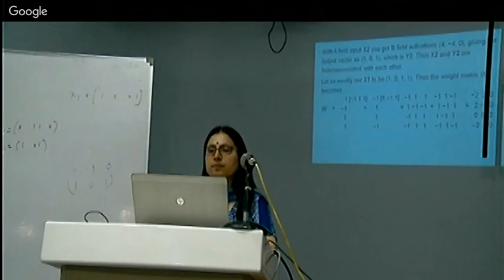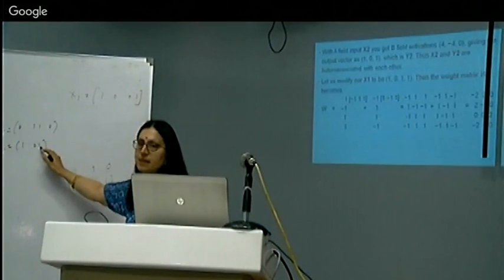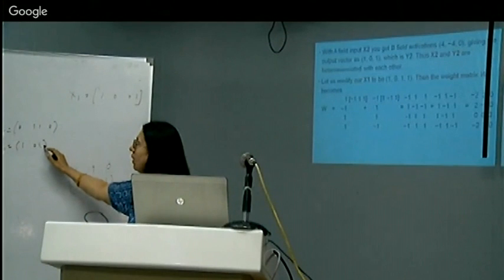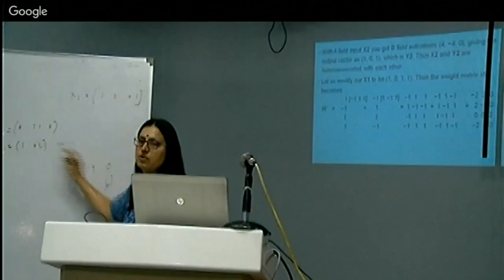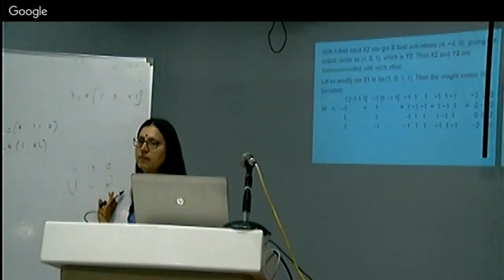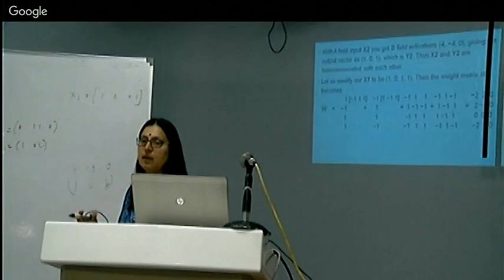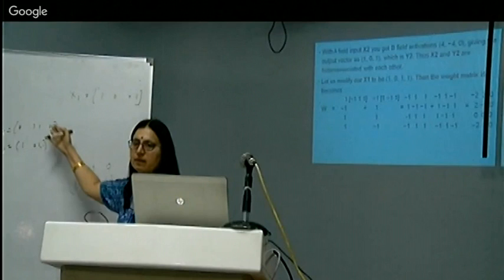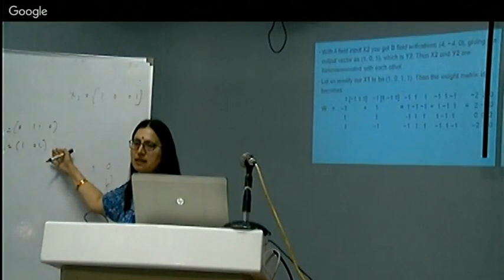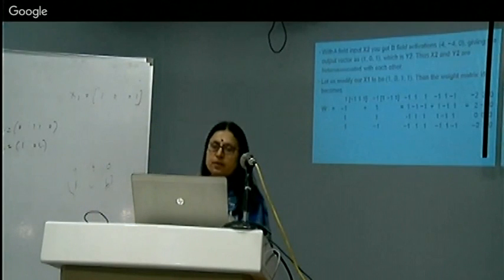Now, y2 was already 1 in the previous cycle, so it will remain 1, because we are only considering the present cycle. But when we were training the network, it had already memorized the associations like this, so previously it will recall the previous value.